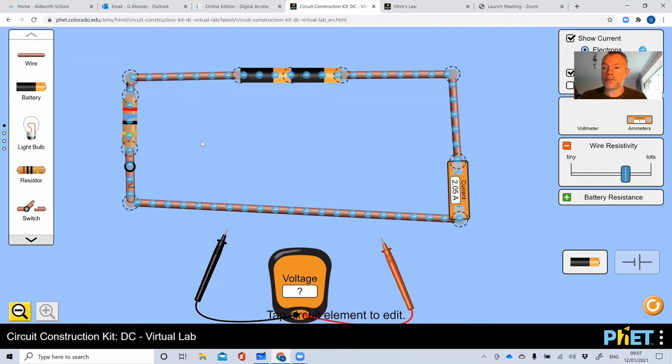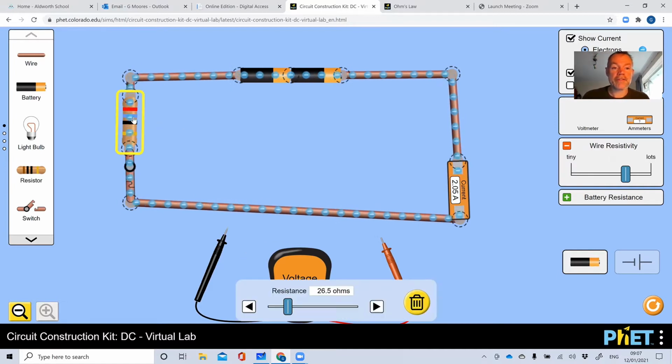Okay, right. Last little thing. So that's my voltage, how much energy I'm giving to the electrons. Give them more energy, they go faster. More voltage gives me more current. Let's have a look at this thing here. This is a resistor. Resistance is what slows the electricity down.